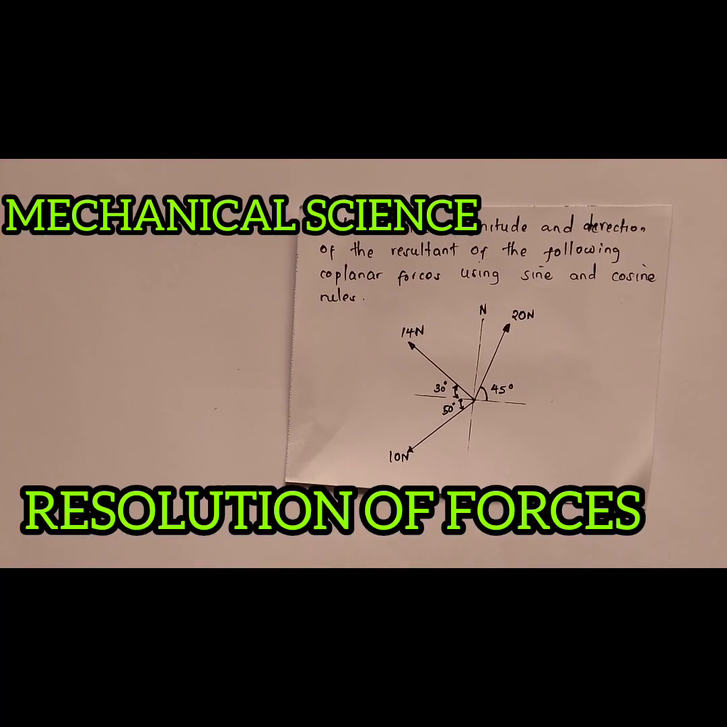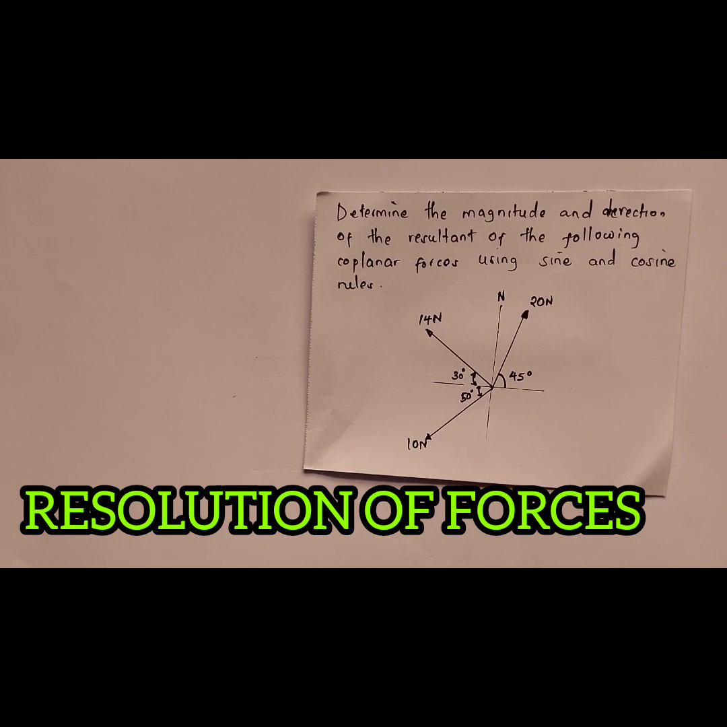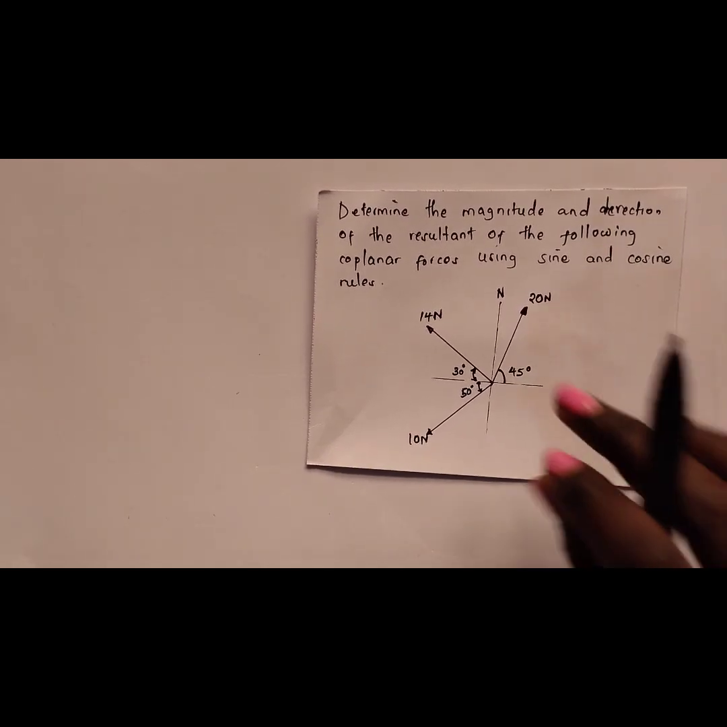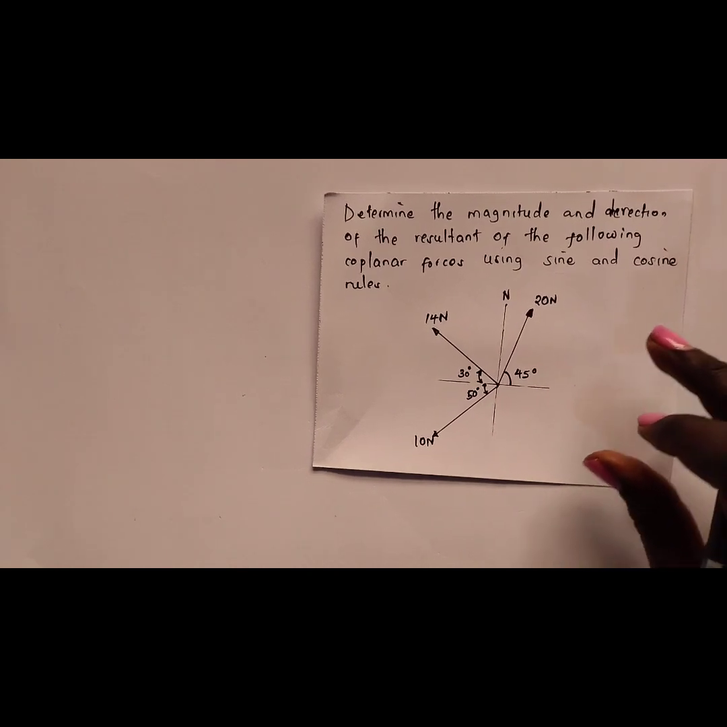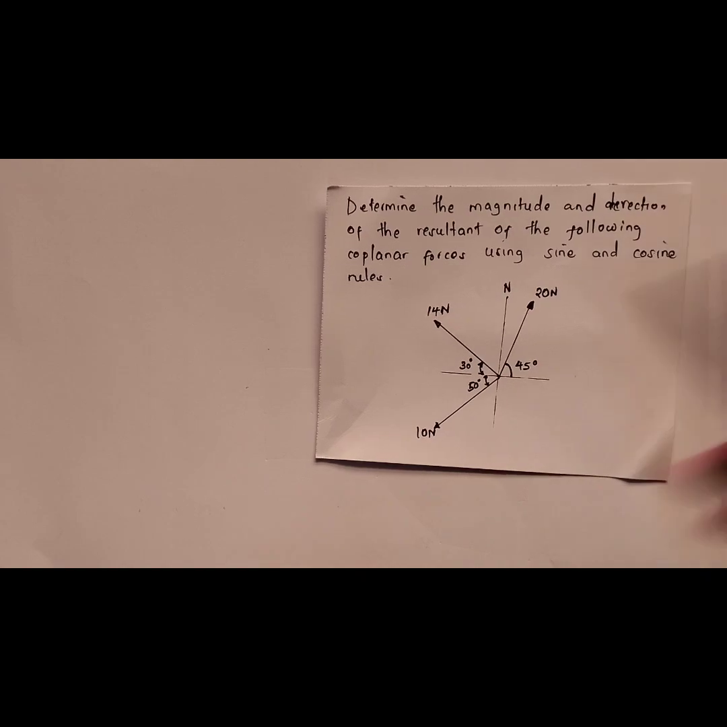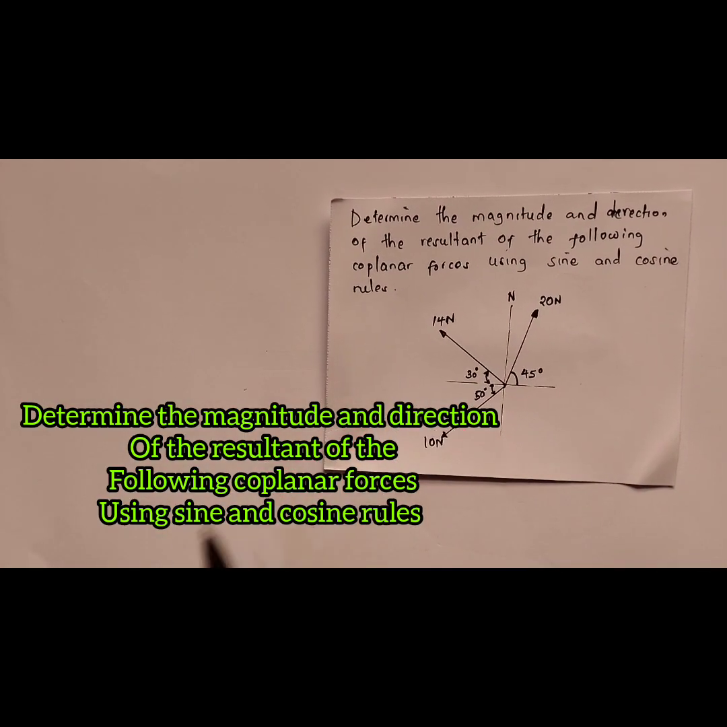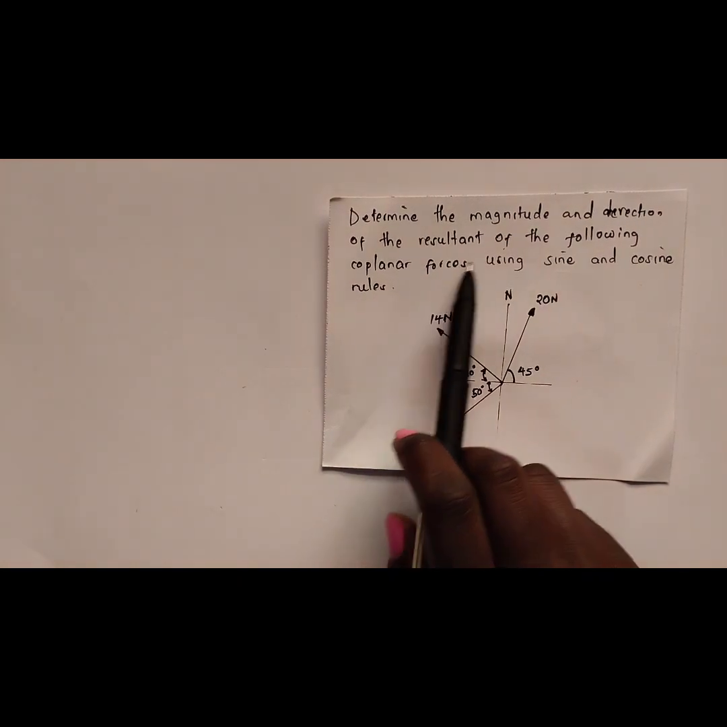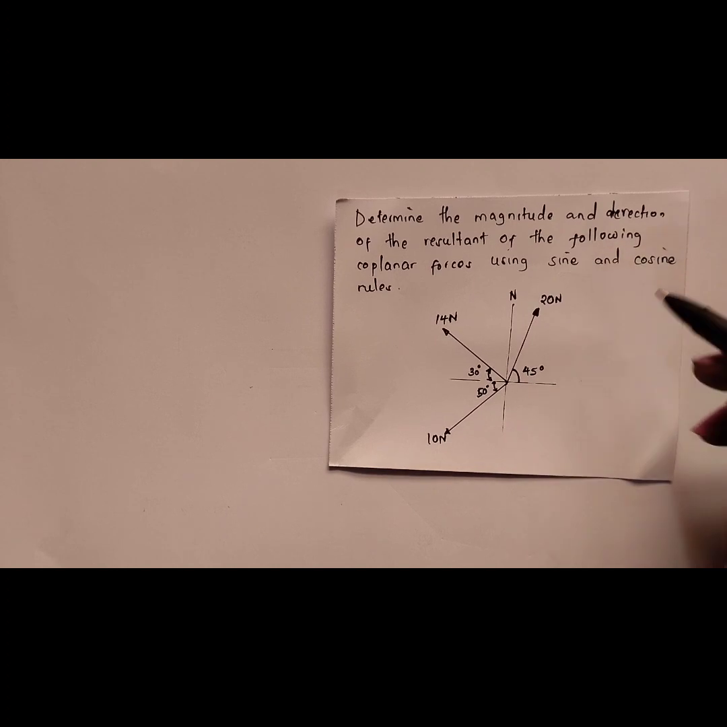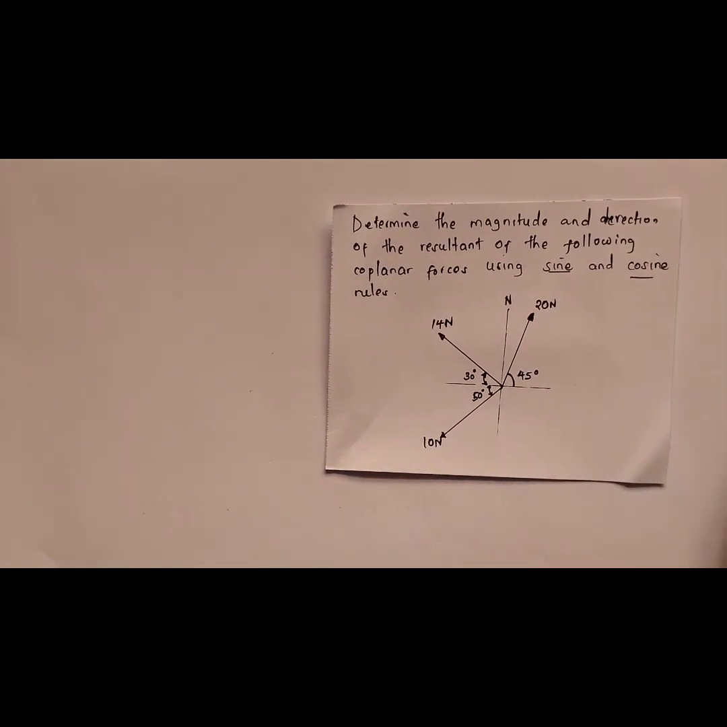Welcome to our class. Today we are going to learn how to resolve forces into vertical and horizontal components. And we are going to do one question to help us understand how we are going to go about it. The question at hand is: determine the magnitude and direction of the resultant of the following coplanar forces using the sine and cosine rule. So we're going to apply the sine and cosine rule.